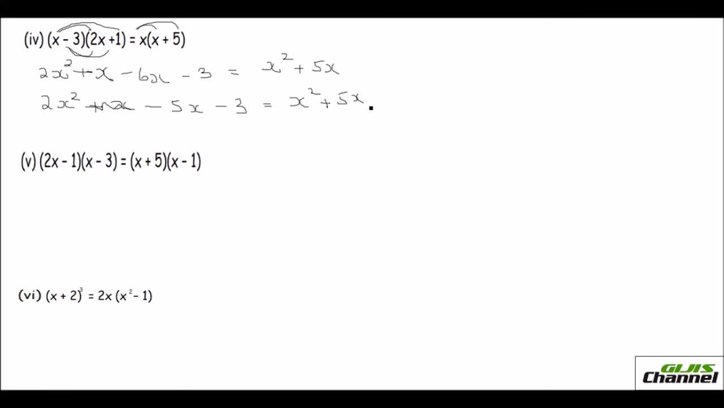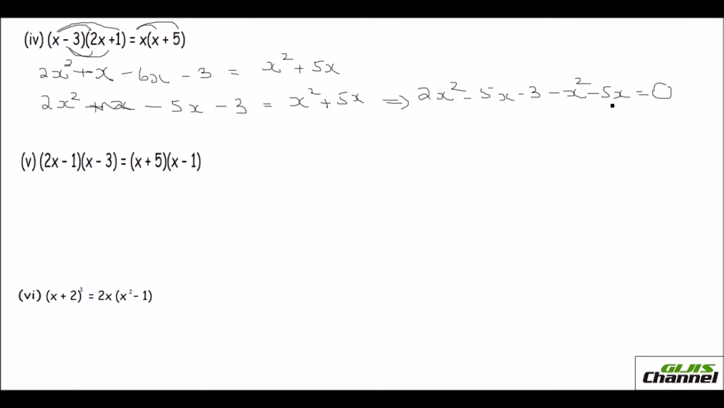Just bring everything to one side as we do. Bring it to the left side. So here you have 2x squared minus 5x minus 3. And the x squared, when it comes, it becomes minus x squared minus 5x equals 0, right?